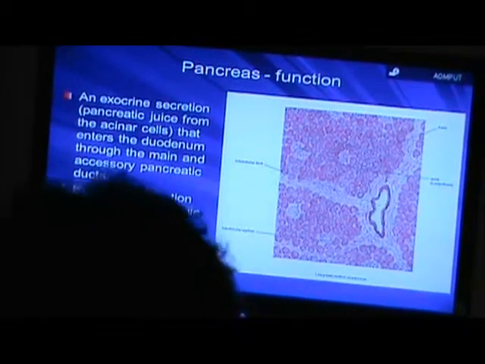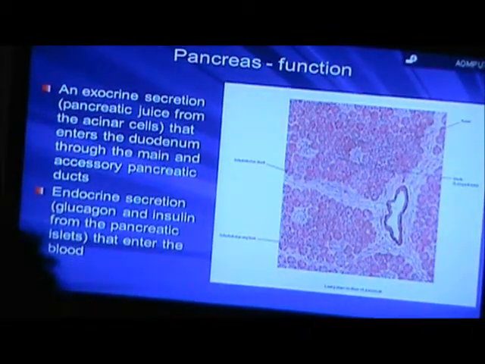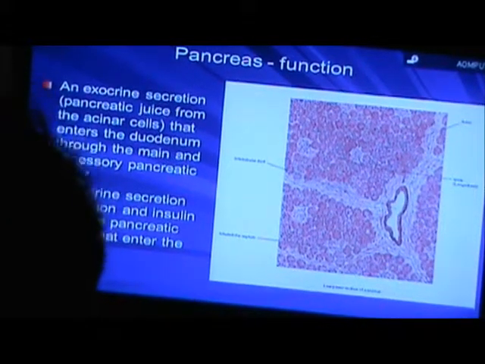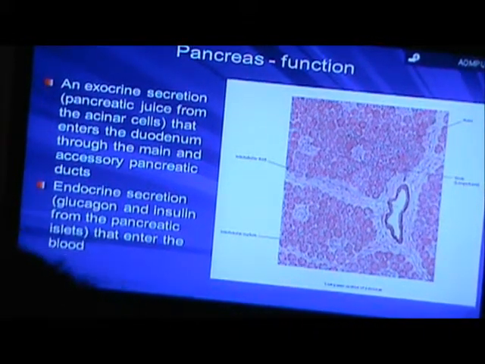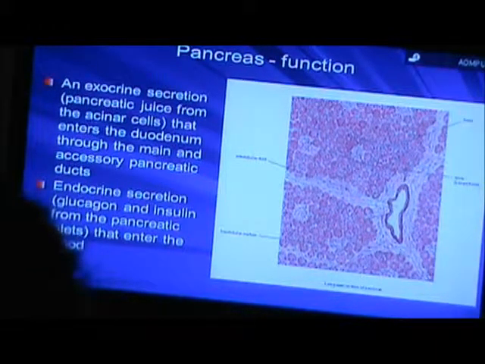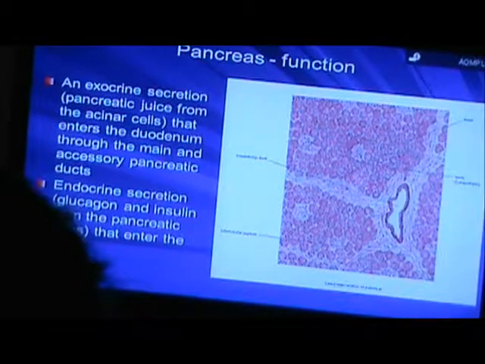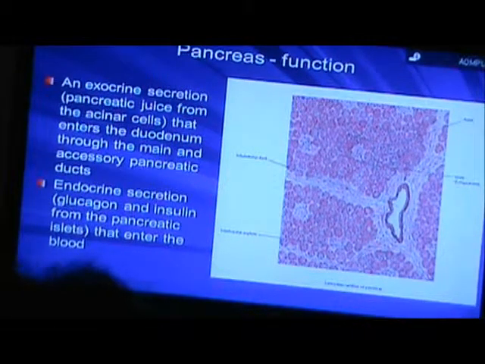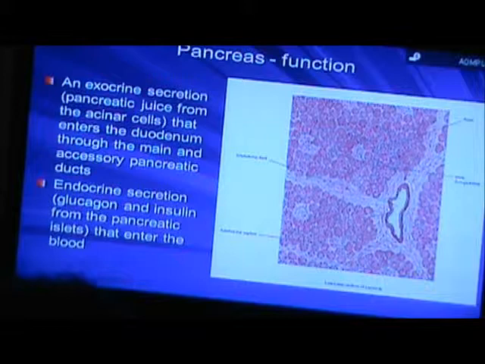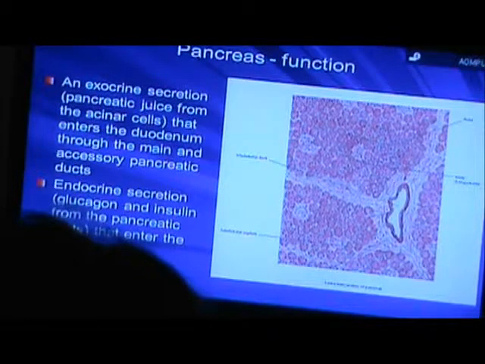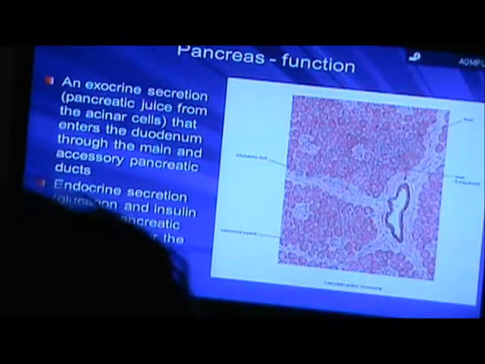The pancreas has two functions. First, it has an exocrine secretion, the pancreatic juice from the acinar cells. Here we can see these acinar cells. This pancreatic juice enters the duodenum through the main and accessory pancreatic ducts. And the endocrine secretion is formed by the islets of Langerhans.